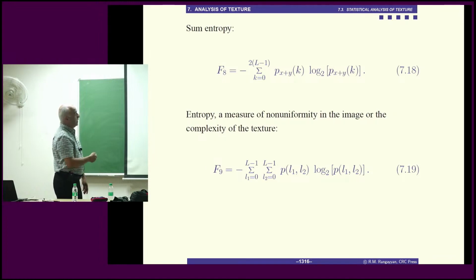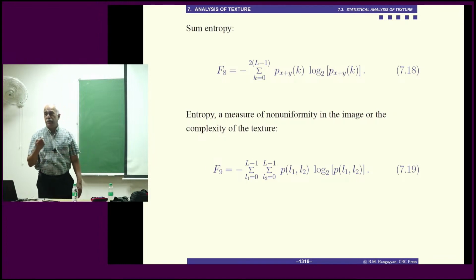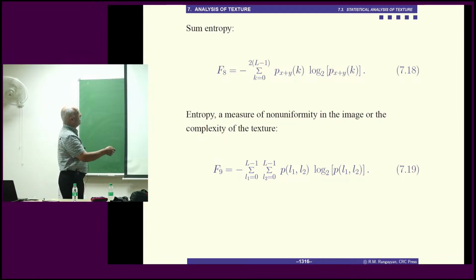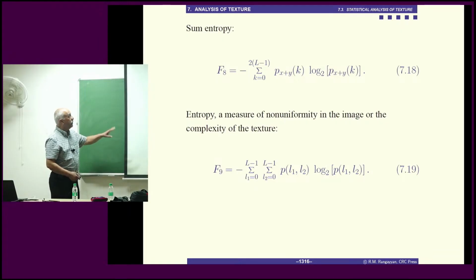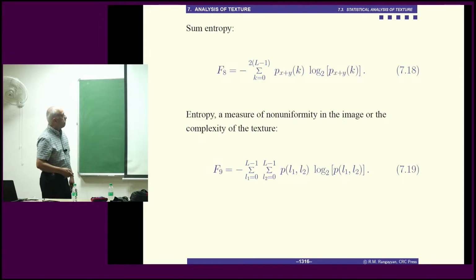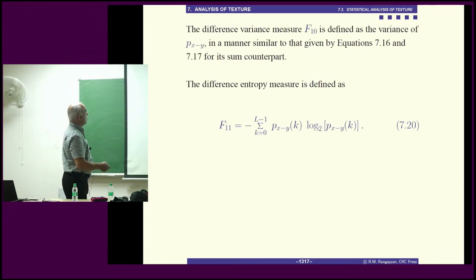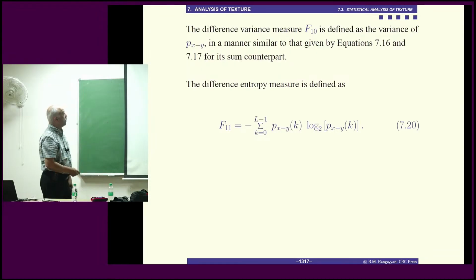Sum entropy, so there are a few measures of entropy. Entropy is p log p, as we have seen. But which probability? p_{x+y}, log of that. And another measure, this normalized GLCM, p(l1, l2), log of that. So these are just entropy measures. Here the sum PDF is taken, here the original PDF is taken. And then the difference, x minus y. Another entropy, difference entropy.